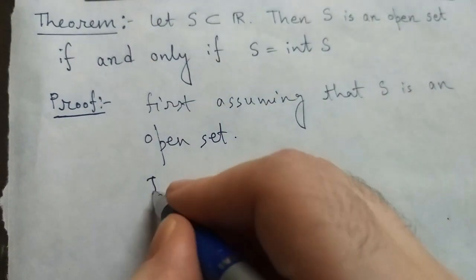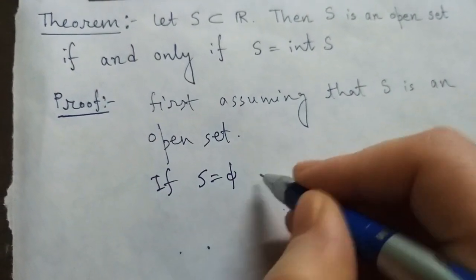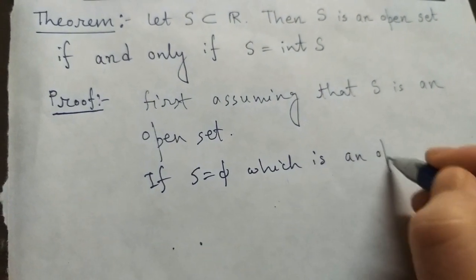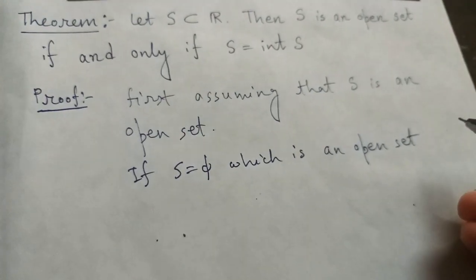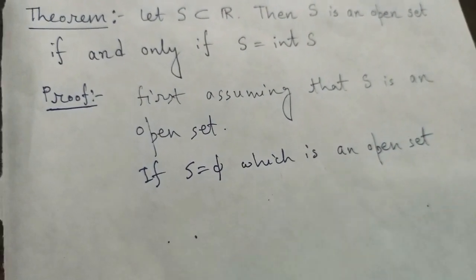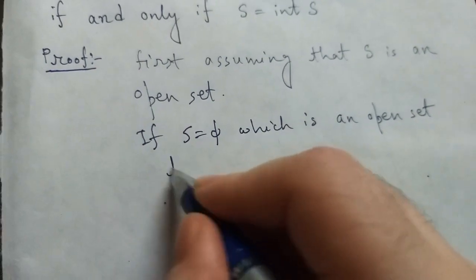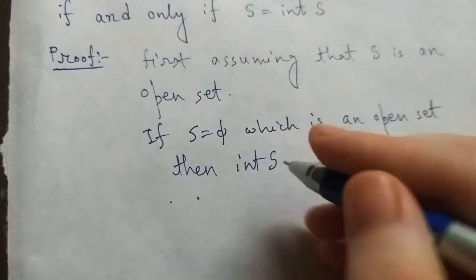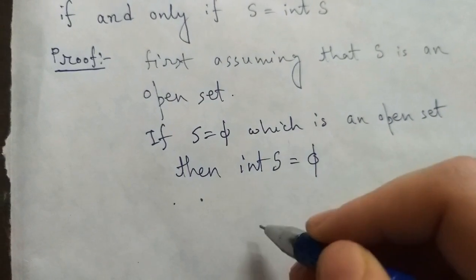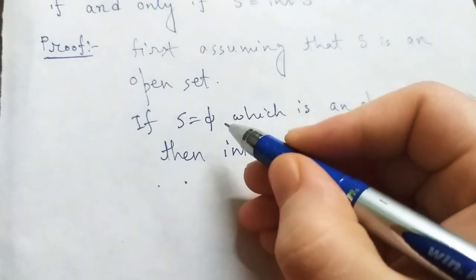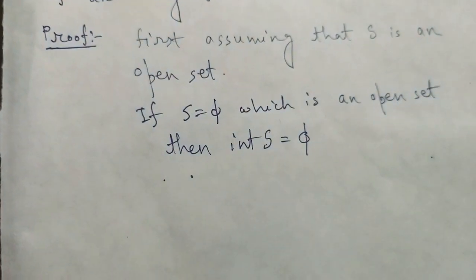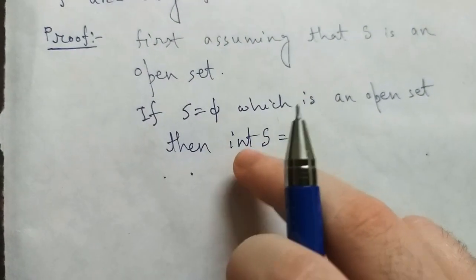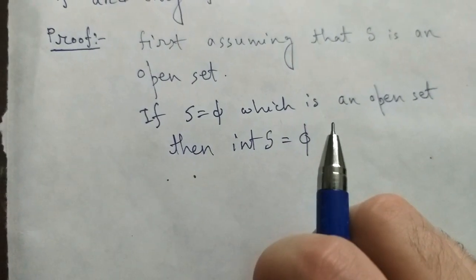Now if S equals to ∅, which is an open set? In previous video I said that ∅ is an open set. Then int S, the set of all interior points of S, is also ∅ because S equals to ∅ contains no points. So S has no interior points. So obviously int S, the set of all interior points of S, equals to ∅.